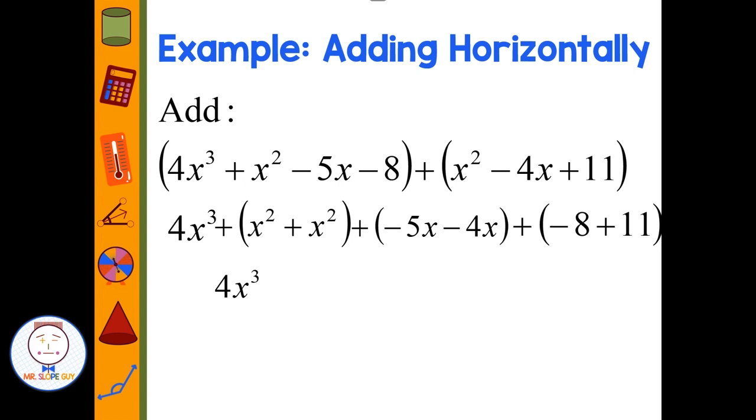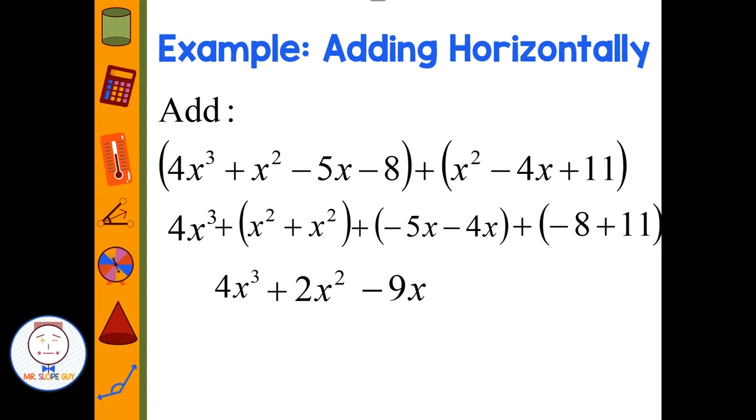1x squared plus 1x squared is 2x squared. Notice how with like terms, only the coefficient changes. The exponent on the variable stays the same because without like terms, we can't add. And when we do add, only the coefficient, the number part in the front, is the part that changes. Negative 5x plus a negative 4x is negative 9x.